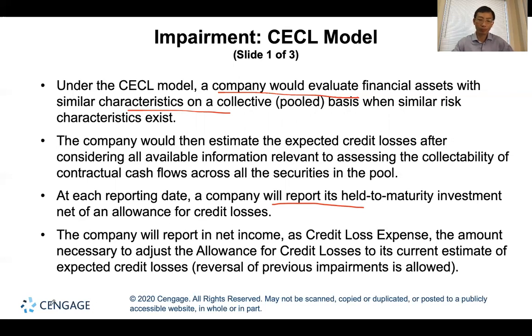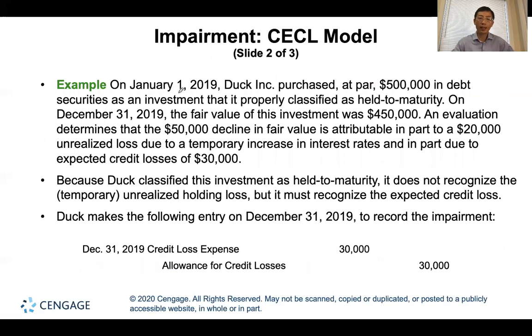Okay, see example. On July 1st, 2019, Duke purchased at a par value $500,000 in debt security, held to maturity security. And on December 31st, the fair value became $450,000. So the $50,000 decline in fair value is attributed to two factors. One is unrealized loss due to a temporary increase in interest rate. And another is due to expected credit loss.